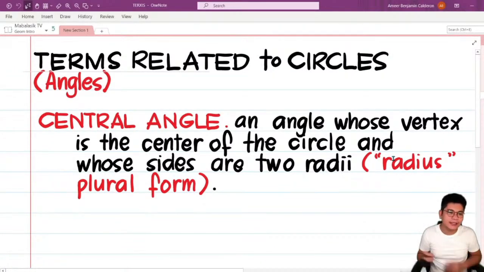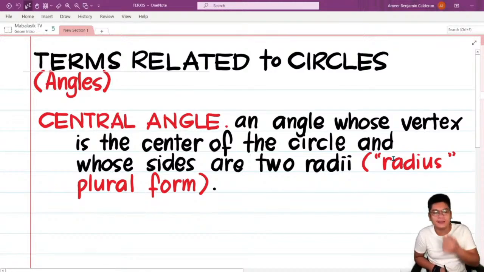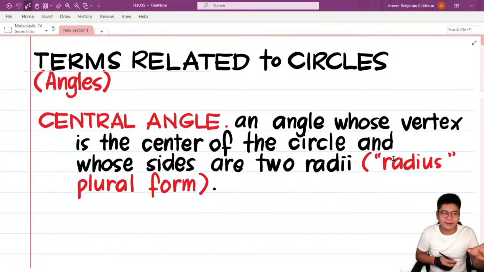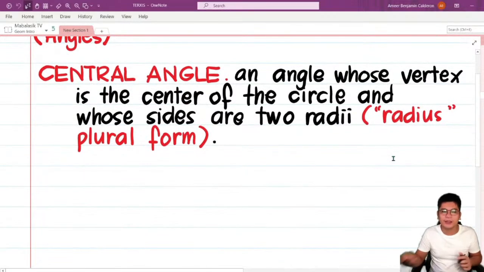Lastly, terms related to circles, angles naman. So meron tayong dalawa. First is central angle. A central angle is an angle whose vertex is the center of the circle and whose sides are 2 radii. So it is radius in plural form.